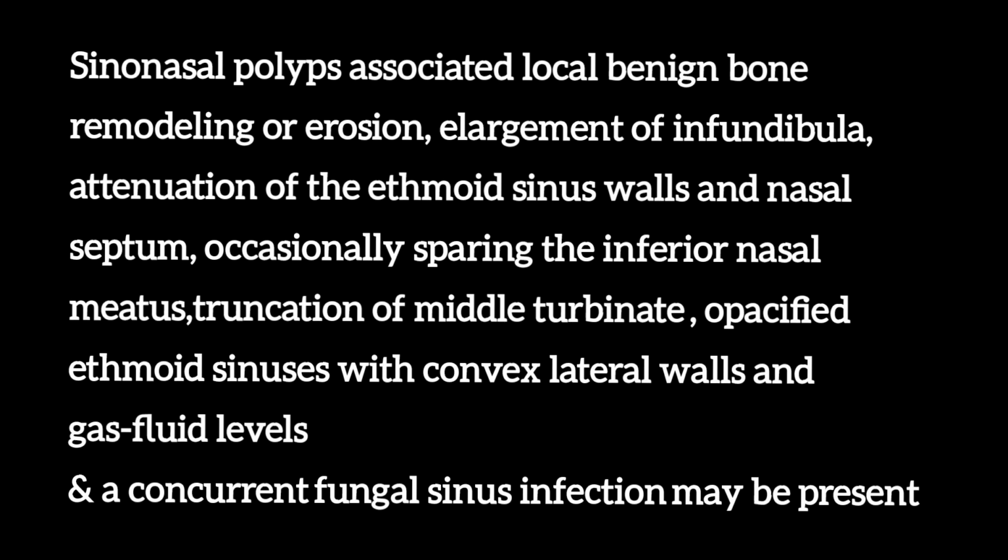Sinonasal polyps are associated with local benign bone remodeling or erosion, enlargement of infundibula, attenuation of the ethmoid sinus walls and nasal septum, occasionally sparing the inferior nasal meatus, truncation of the middle turbinate, opacified ethmoid sinuses with convex lateral walls, and gas fluid levels. And a concurrent fungal sinus infection may be present.